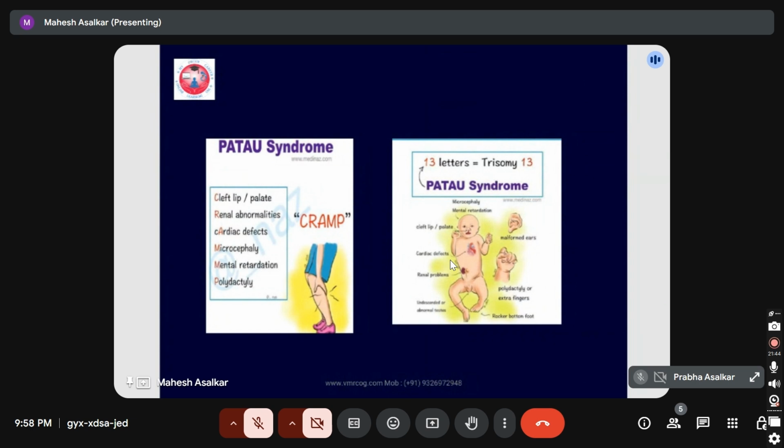So Patau syndrome, there is a mnemonic called CRAMP, that is cleft lip, cleft palate, renal abnormalities, cardiac defects, microcephaly, mental retardation, polydactyly. You can remember microcephaly, microphthalmia, micrognathia, polydactyly, hypotonia. So these are the features of Patau syndrome. There are 13 letters in Patau syndrome, so it's trisomy 13.